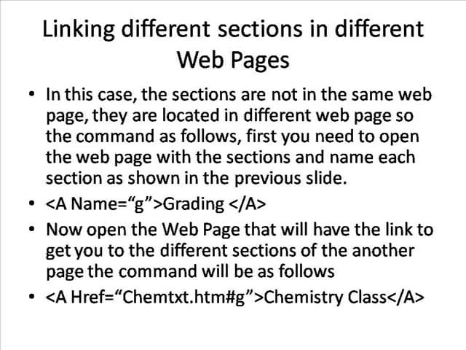Now to open the web page that will have the link to get you to a different section of the other page, the command will be as follows: because now your headings are in the B web page, you have to open the A web page, the web page with the name A, and then inside that web page you have to say a href equal double quotation, suppose the web page b.htm, number sign, and then the G, because G is the section, the grading heading that is in the B web page, and then the message that the user will click, and then close the a href.